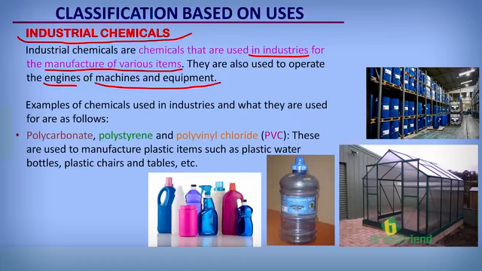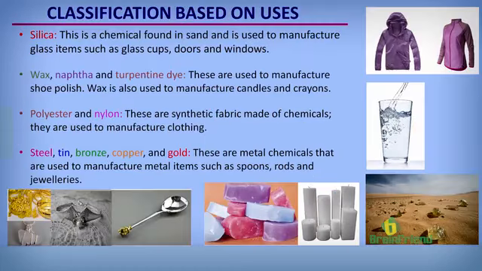We have polycarbonates, polystyrene, and polyvinyl chloride chemicals. All of these group of chemicals are used to manufacture plastic items. So when we see plastic items, you should know that any of these chemicals must have been used to produce them. Used to manufacture plastic water bottles, plastic chairs, plastic tables, and so on.